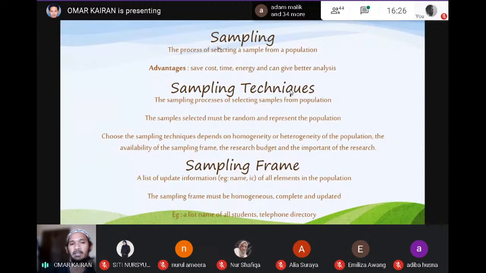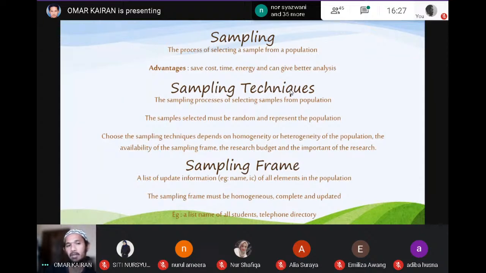Okay, so what is sampling? It is the process of selecting a sample from a population. For example, we have a big population, maybe around 1,000 people, 1,000 respondents, and we just take a part of the population. The process of selecting a part of the population is called sampling.